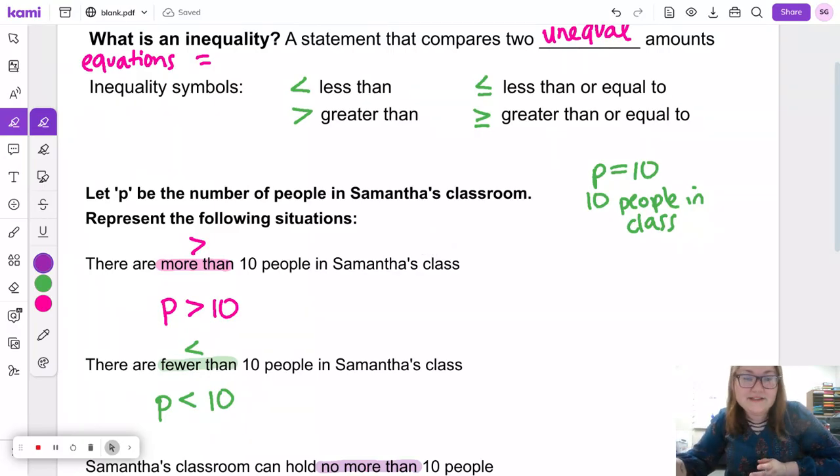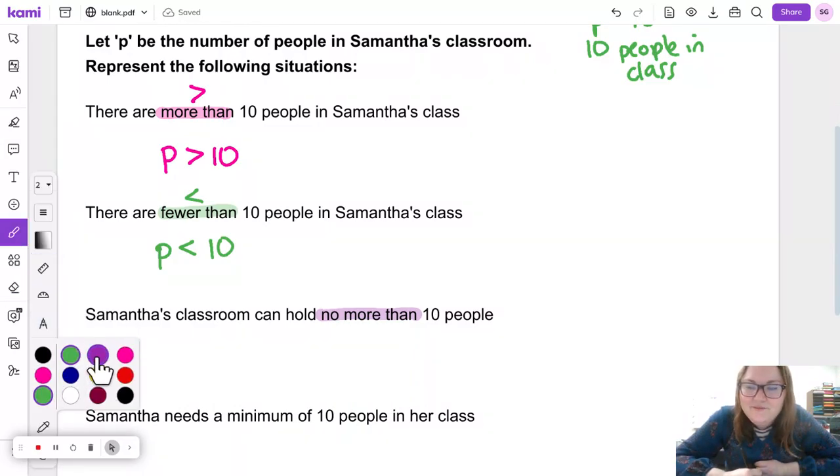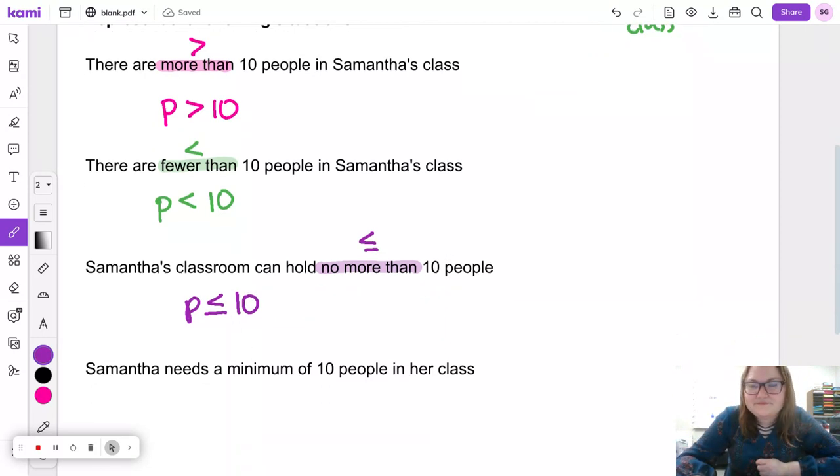If it can hold no more than 10 people, it means it could hold like 5 people, but also it could be equal to 10 people. That's that less than or equal to sign there. No more than 10 people means my room can hold less than or equal to 10 people, and so my inequality would be P is less than or equal to 10. 10 is the most it can hold.